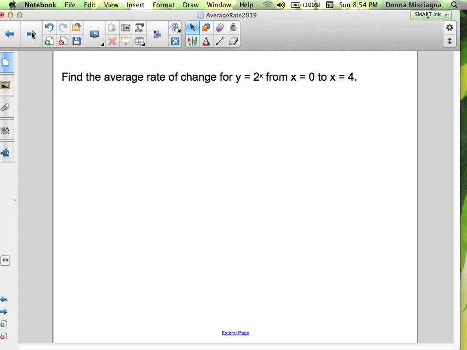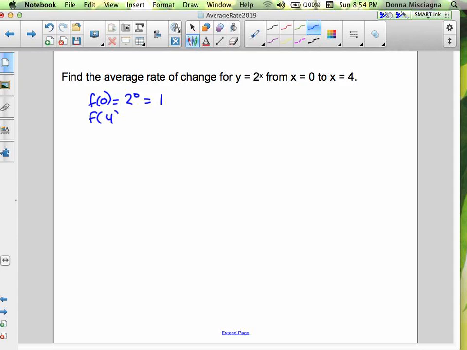We're going to find the average rate of change for y equals 2 to the x, from x equals 0 to x equals 4. So f of 0 would be 2 to the 0, which is 1. F of 4 would be 2 to the 4, which is 16. With log functions, we're solving for the exponent. With exponential functions, we're plugging in for the exponent. Now we can find the average rate of change. We have the points 0, 1, and 4, 16.